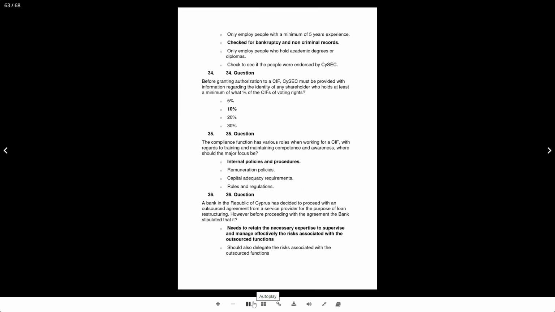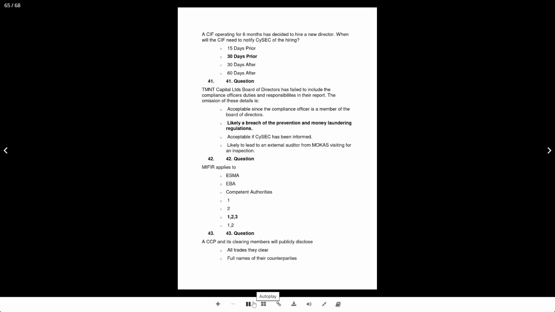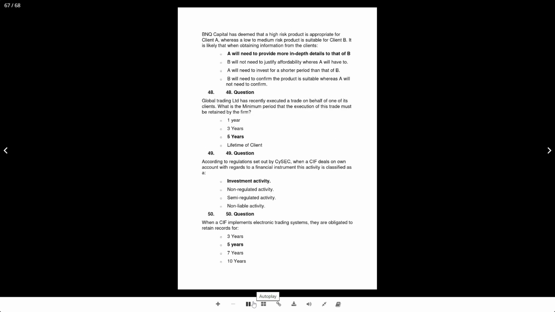Cross-border notifications. Requirements for foreign firms to notify CySEC or ESMA when operating in Cyprus. Information sharing agreements between CySEC and other competent authorities. 10. Penalties and enforcement. Fines and sanctions.